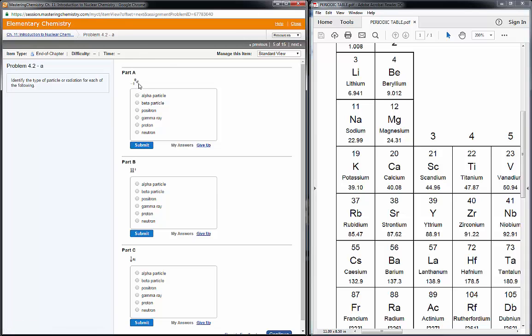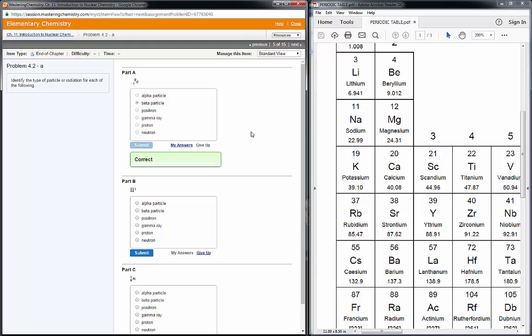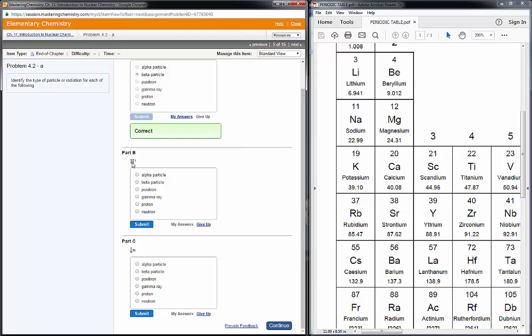The 0, negative 1e is an electron, also known as a beta particle. Again, they discovered this and named it before they had an idea of what it actually was. So it's a beta particle. It is also an electron. That little negative charge down there tells you that it's got a negative charge. That means it's an electron.